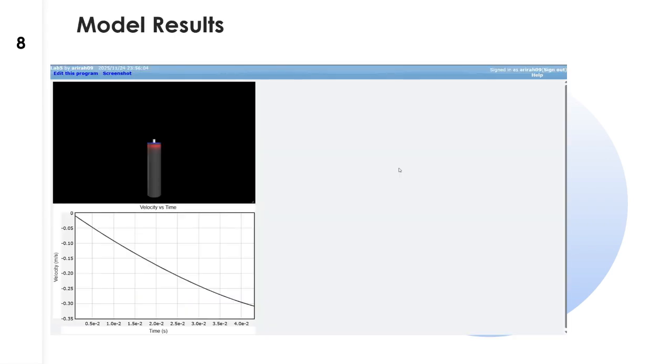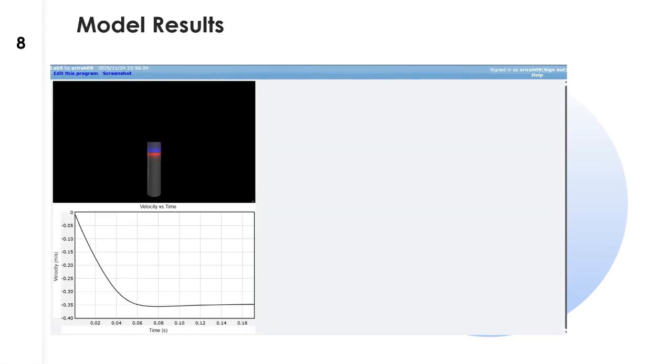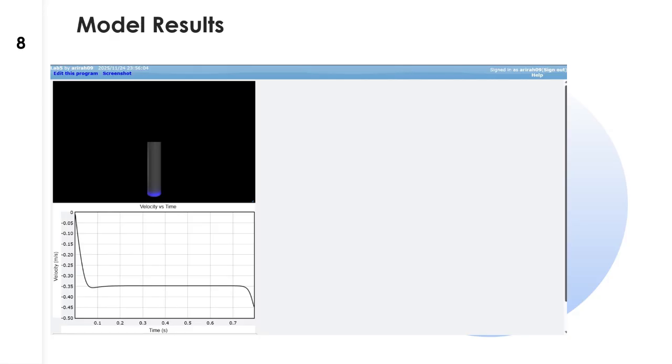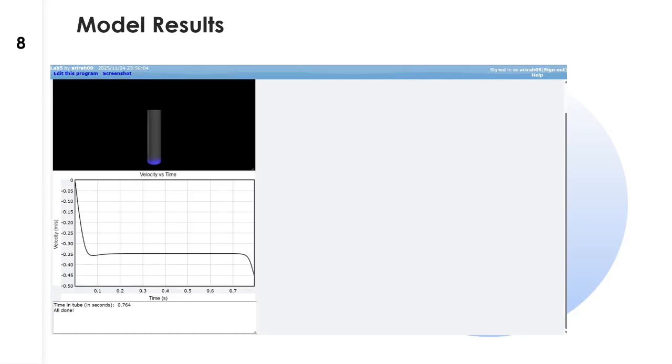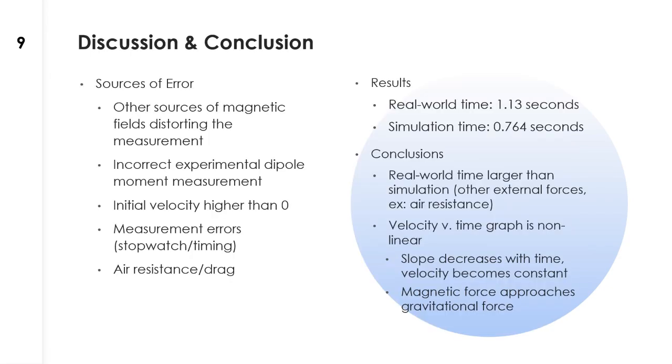So this is the actual model results. You can see the bar magnet dropping through the tube and the velocity versus time graph, which is nonlinear. So the blue ring represents a counterclockwise current, and the red ring represents clockwise current because flux is increasing for rings under the magnet as the magnet is falling, and the flux is decreasing for those above it. So the direction of the induced current is going to occur accordingly. So the time it took was 0.764 seconds, which you can see here.